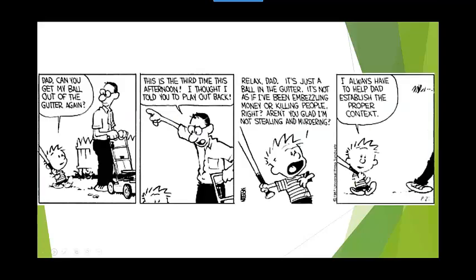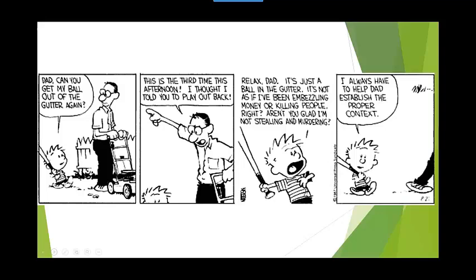So here's an example from my favorite comic, Calvin and Hobbes. It's my absolute favorite comic. I read it all the time as a child. So Calvin says, "Dad, can you get the ball out of the gutter again?" And his dad is annoyed because he's had to do that all afternoon. And Calvin says, "Well, relax, it's just a ball in the gutter. It's not as if I've been embezzling money or killing people. This is way better." And so it always helps to establish the proper context.